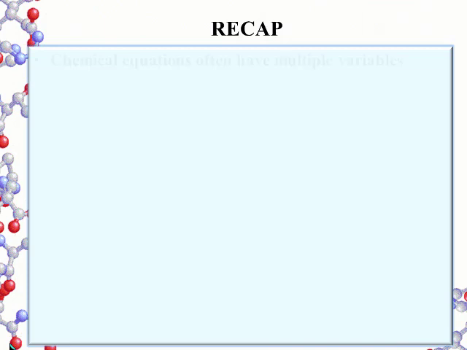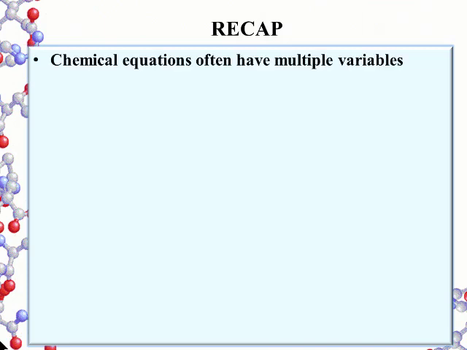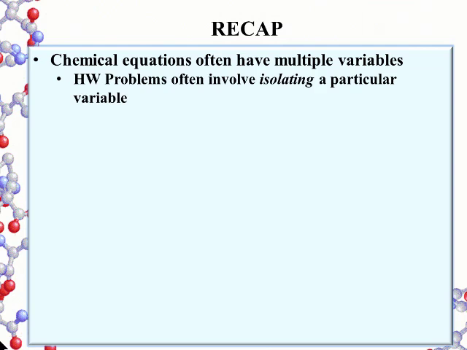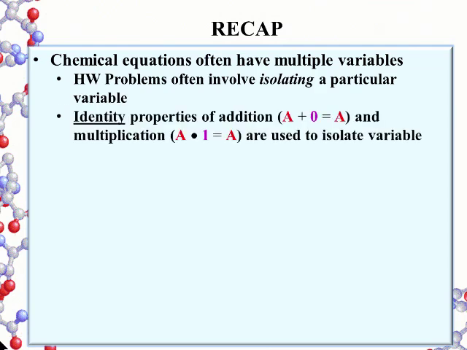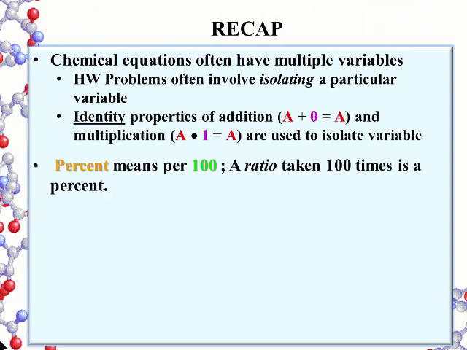Let's recap what we've covered in this lecture. Chemical equations often have multiple variables. Homework problems often involve isolating a particular variable. Identity properties of addition, a plus 0 equals a, and multiplication, a times 1 equals a, are used to isolate variables. Percent means 100. A ratio taken 100 times is a percent. There are two useful forms of the percent equation. One shows the relationship between the ratio and the percent, and the other is useful when isolating for part or whole.